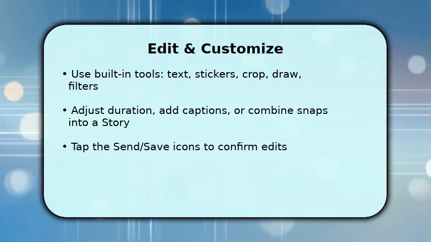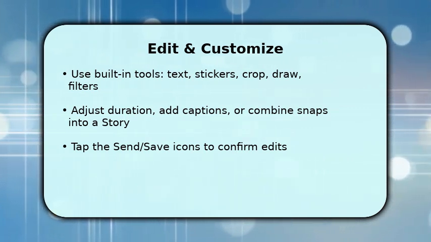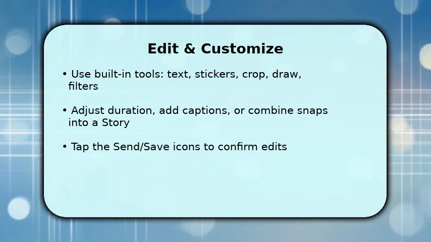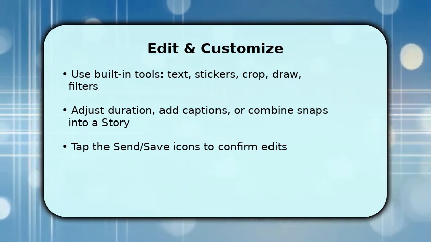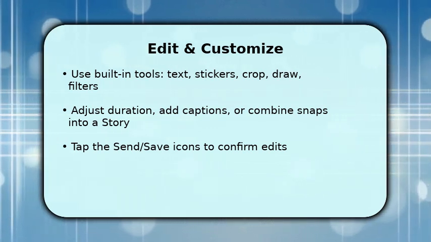Once edits look right, set the snap duration or add it to a story so viewers see it sequentially. This matters if you imported multiple photos. Then tap the send arrow or save to memories to finalize. Make deliberate choices. Finally, pick who receives the photo.